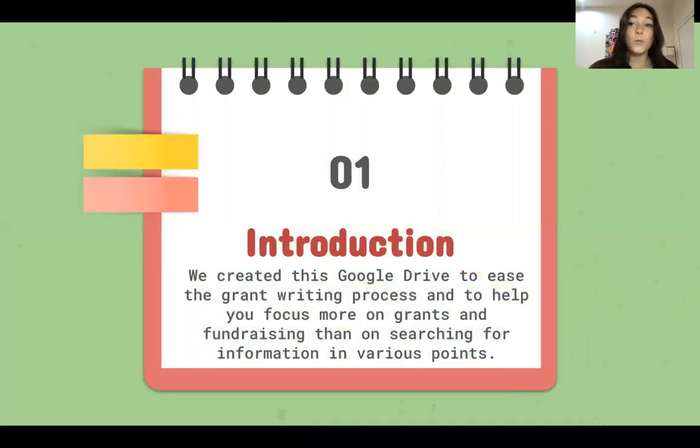So first, we created this Google Drive to be an easy to use and easily accessible kind of training manual on how to write grants or how to apply for grants under the RCC, under the name of the organization. We wanted it to be a stress-free way of learning and gathering information, and using the information that we provide in the drive to apply for the grants.